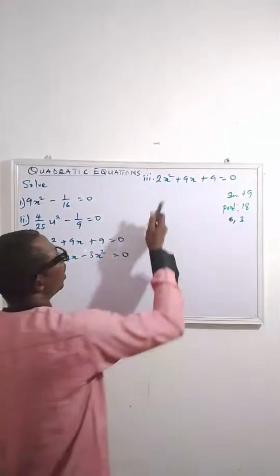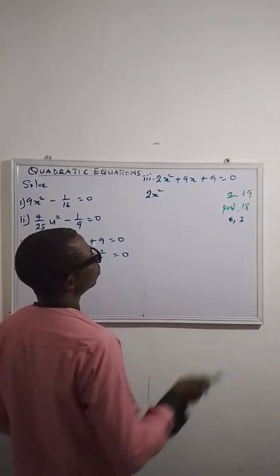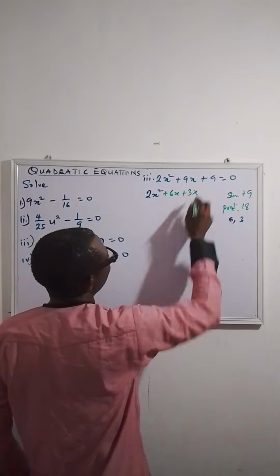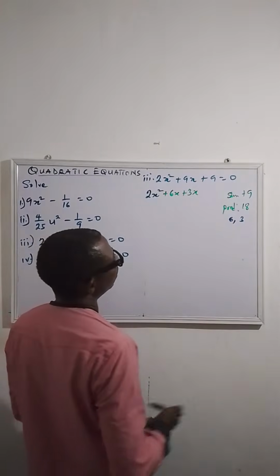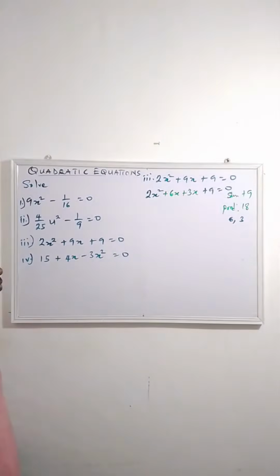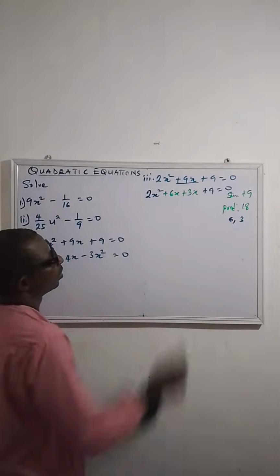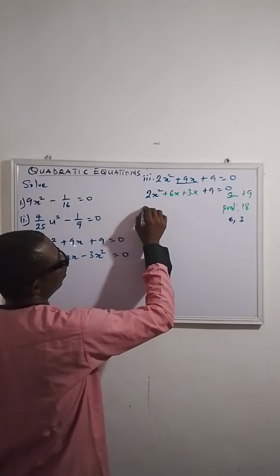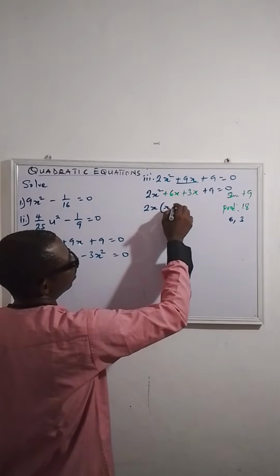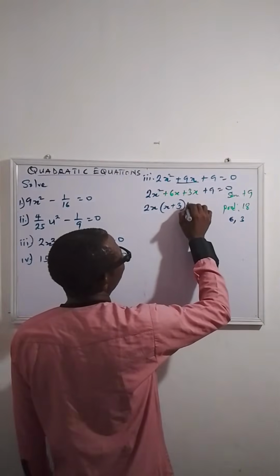So that means we have 2x squared plus 6x plus 3x plus 9 equals 0. Can you see that? We have split this middle term. Now, what is the GCD of these two terms? We have 2x. When you divide this by 2x, we have x. Divide this by 2x, we have plus 3. The GCD here is plus 3.